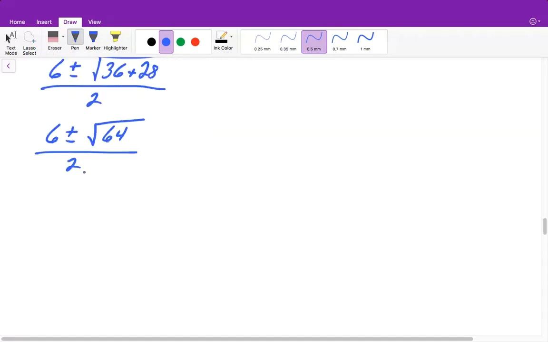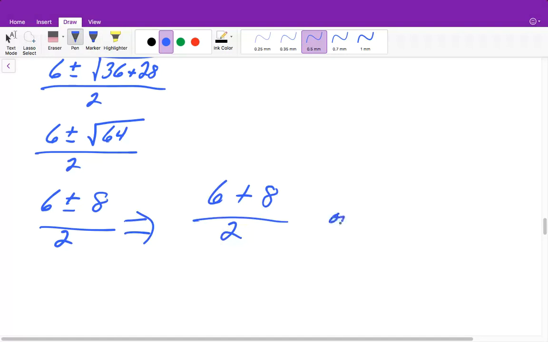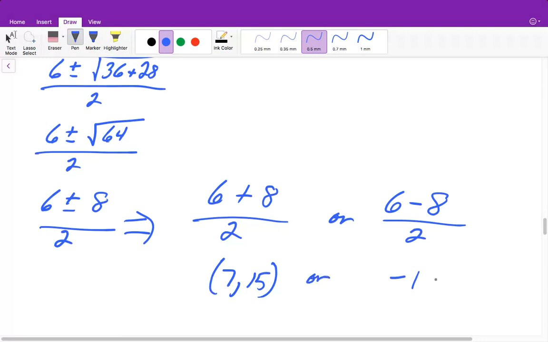And the square root of 64 is 8, so it's 6 plus or minus 8 over top of 2. So now this gives us two different possibilities. So we can do 6 plus 8 over 2 or 6 minus 8 over 2. So that means it's 14 divided by 2, which is 7, or 6 minus 8 is -2 divided by 2 is -1. So that means when y is equal to 15, x can be equal to 7, or x can be equal to -1. So it will generate these two ordered pairs.